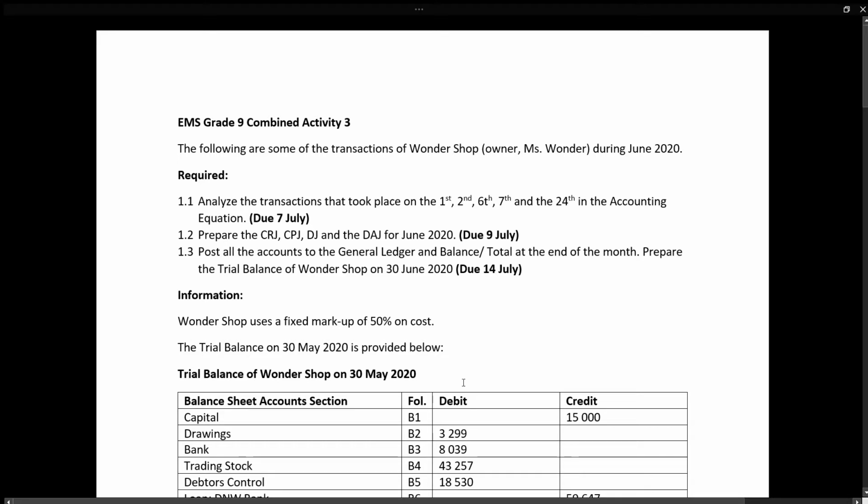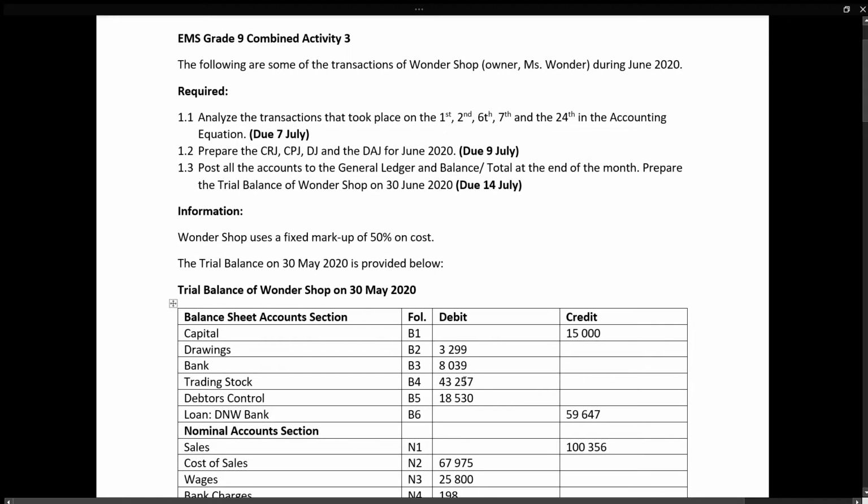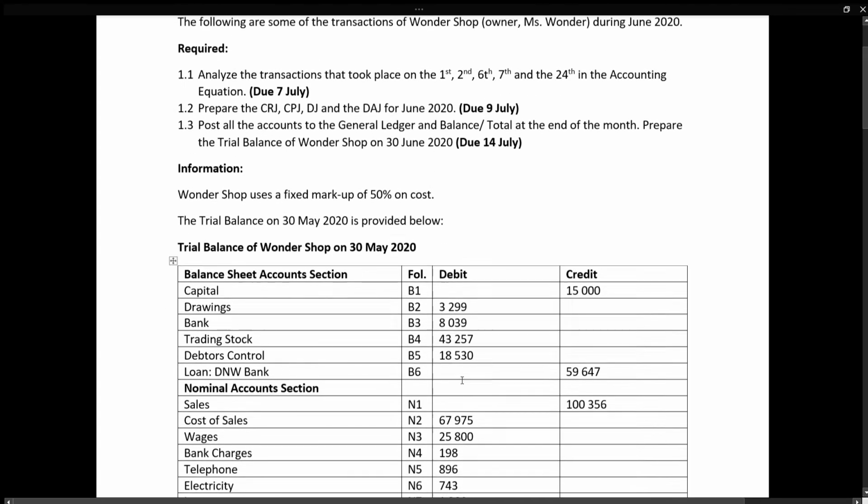Today we are going to have a look at EMS grade 9 combined activity 3, and we are only going to have a look at 1.1. The following are some of the transactions of Wonder Shop, owner Ms. Wonder, during June 2020. You are required to analyze the transactions that took place on the 1st, the 2nd, the 6th, the 7th and the 24th in the accounting equation. Alright, so let's have a look at those transactions.